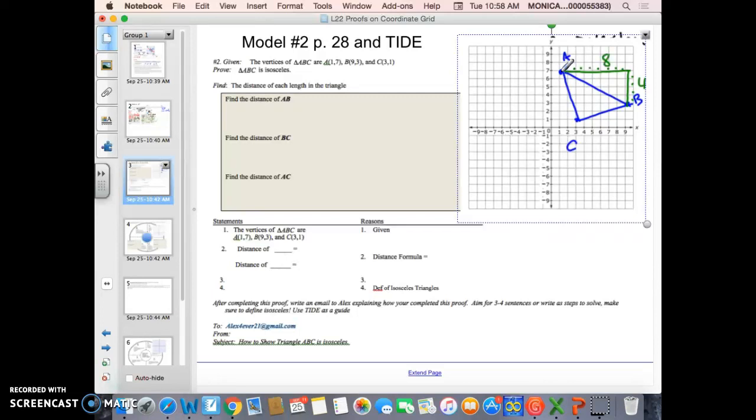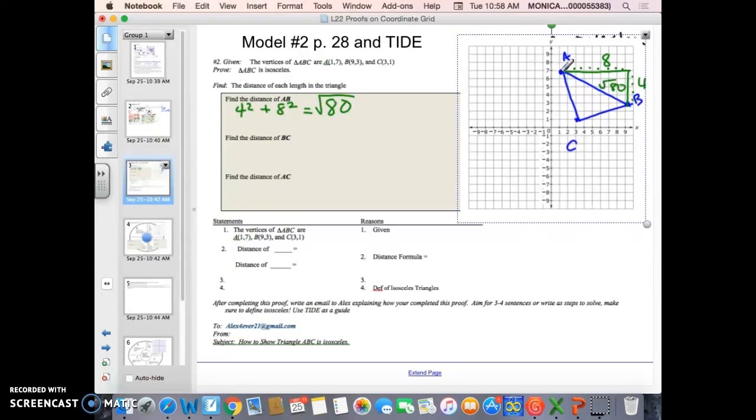This is 8. So this would be 4 squared plus 8 squared, which is 16 plus 64, which equals 80. So this is the square root of 80. So right here is the square root of 80.